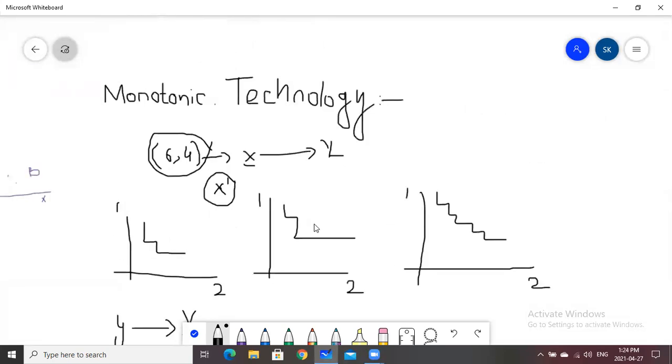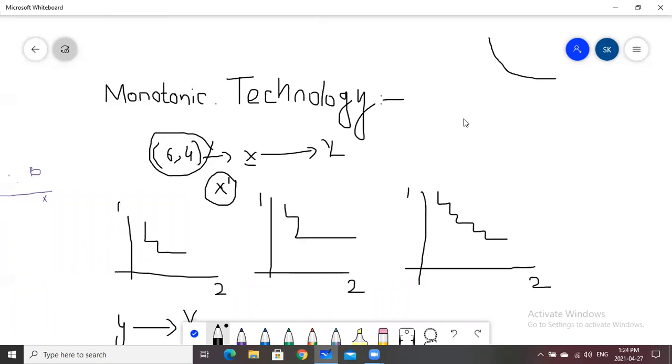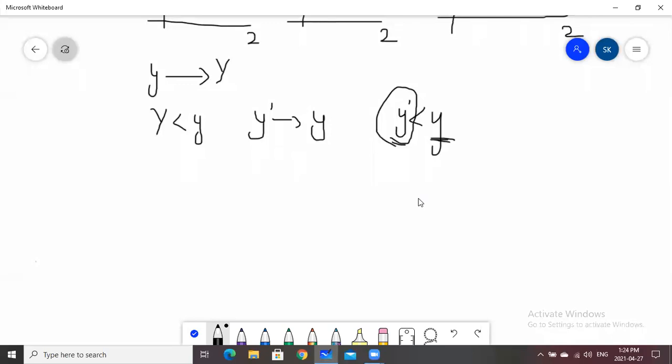What is the convexity of any function? Convexity of any function shows that the curve should be in this way, that is, if factor 1 has to be increased, then factor 2 has to be decreased, and if factor 1 has to be decreased, then factor 2 has to be increased. So now we move from monotonic technology to convex technology.